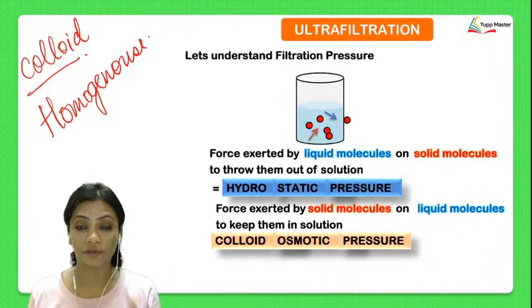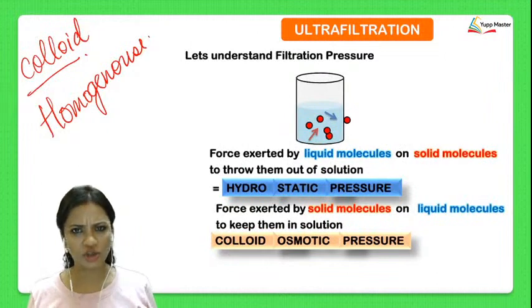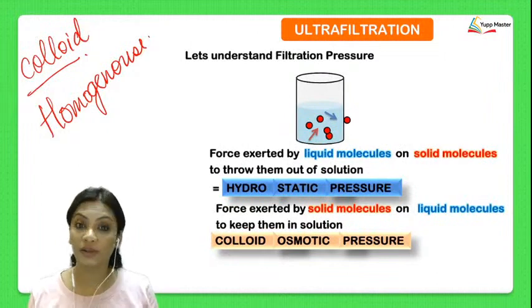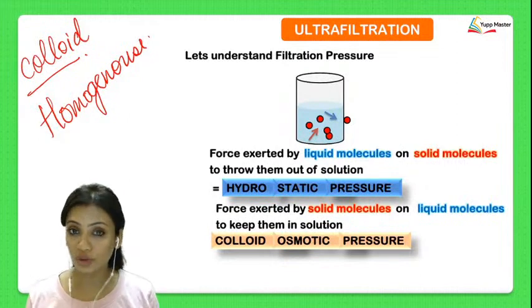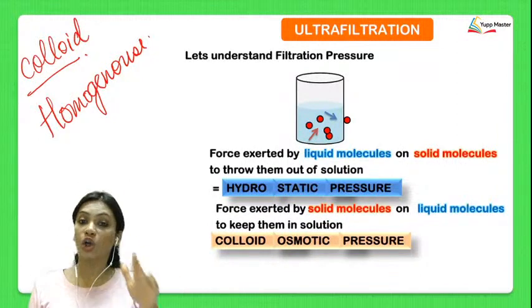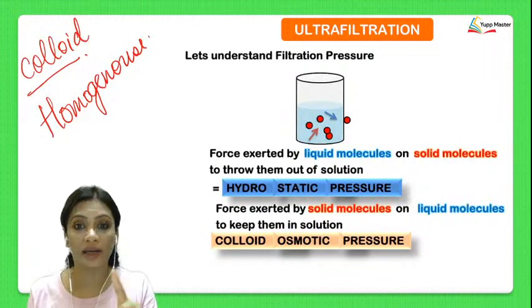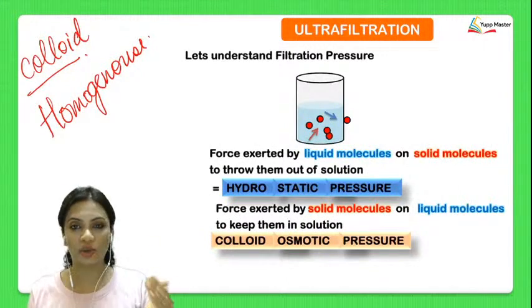In your day-to-day life, even milk is a colloid. What is milk made up of? Fat and water. Is fat soluble in water? Not at all. But when you look at milk, can you see the fat and the water separate? No, you don't. So this is also a colloid. The colloid that we are talking about right now is blood. Why? Because it is blood that's going to be filtered.